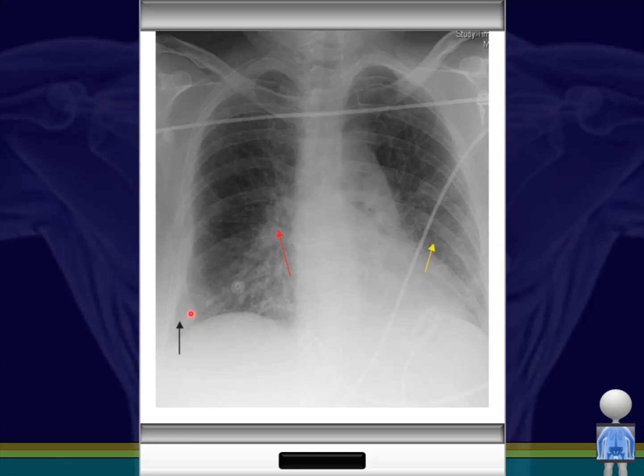These are called Kerley B lines, the small areas of patchy consolidation that you see with these vascular markings and as the alveoli fill up. The other thing, what's this here? This is a lead for the monitor again. Okay, so be careful of those type of things. That's just a lead for the monitor.